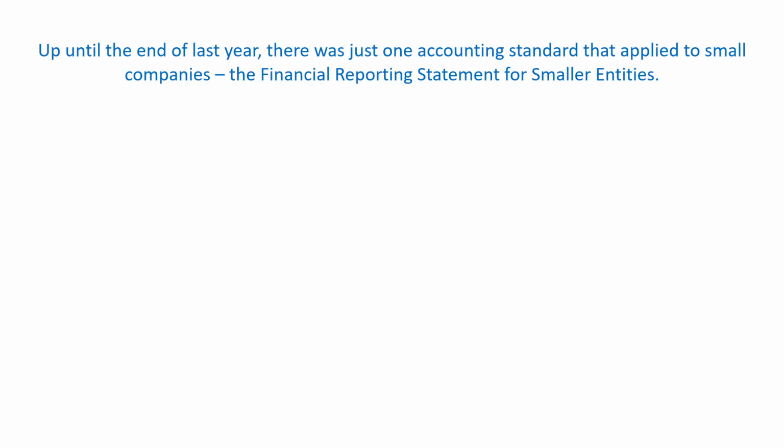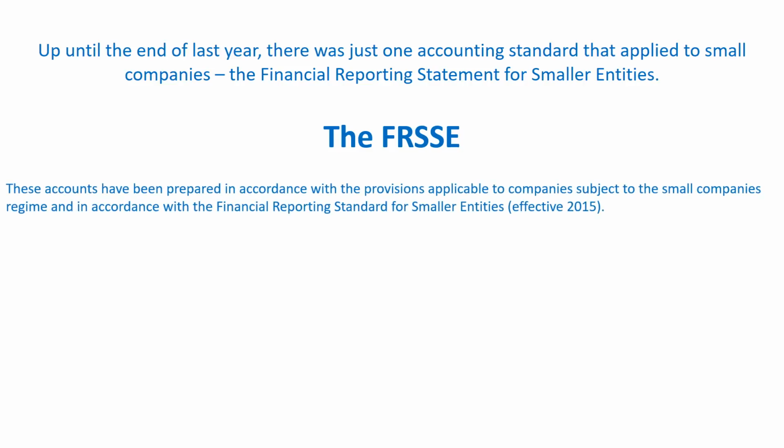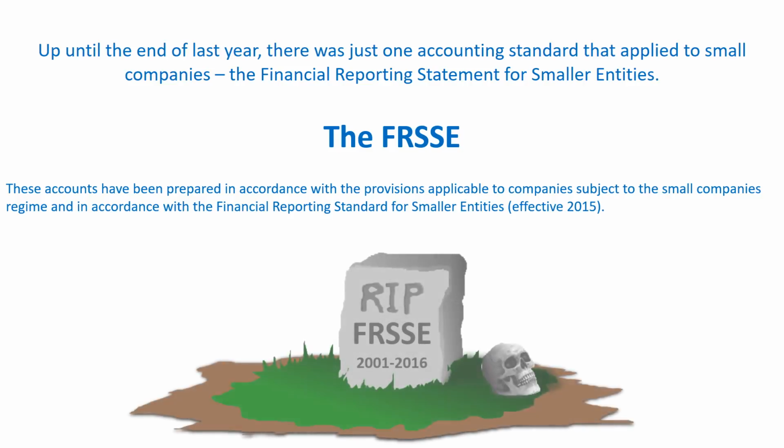Up until the end of last year, there was just one accounting standard that applied to small companies, the Financial Reporting Standard for Smaller Entities, affectionately known as the FRSSE. And you, as directors, signed the balance sheet under the following statement. These accounts have been prepared in accordance with the provisions applicable to companies subject to the Smaller Companies regime, and in accordance with the Financial Reporting Standard for Smaller Entities. Sadly, the FRSSE is no more. It has ceased to be.